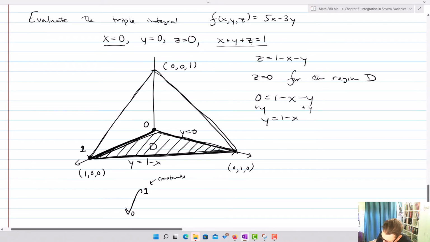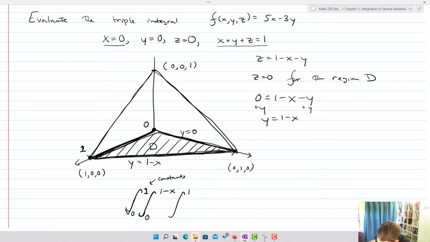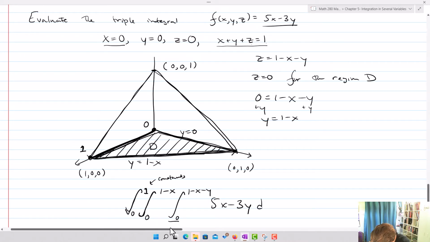And then I'm going to add on a dimension. So next up, we're going to go with y, and y is going to go from 0 to 1 minus x. And then I'm going to add in my z by adding in the y now, and so this is going to go from 0 to 1 minus x minus y. And then it'll finally be just our function, 5x minus 3y. And we notice this is z, that's dz, dy, dx.